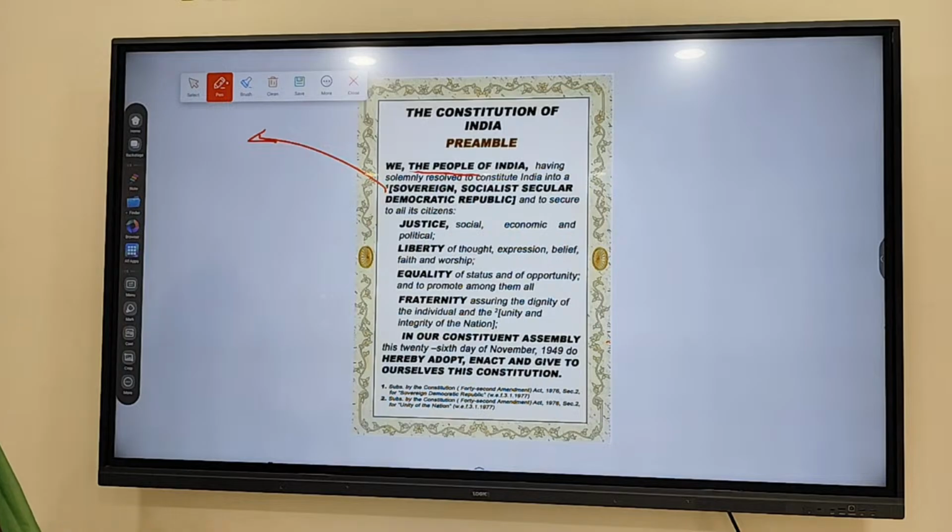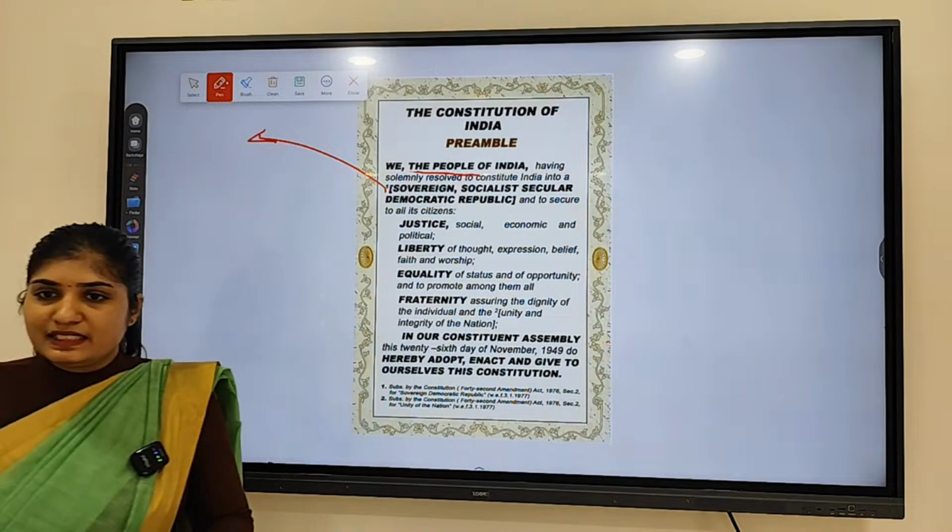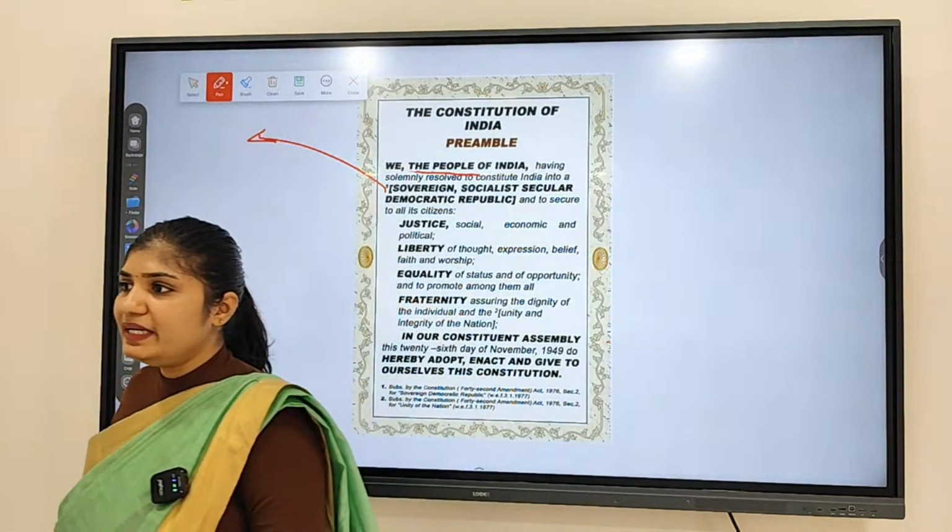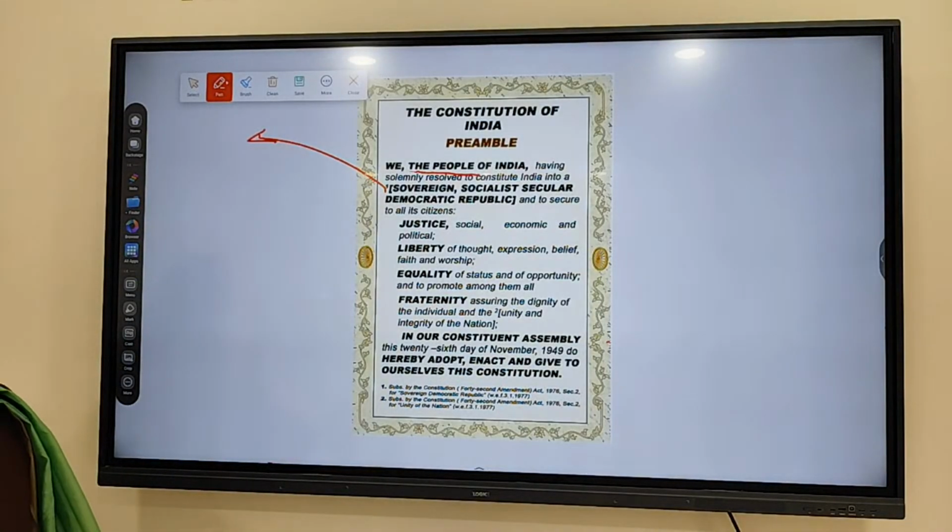First, write sovereign. India is neither a dependency nor a dominion of any other nation. What is meant by that? India is neither a dependency nor a dominion of any other nation.